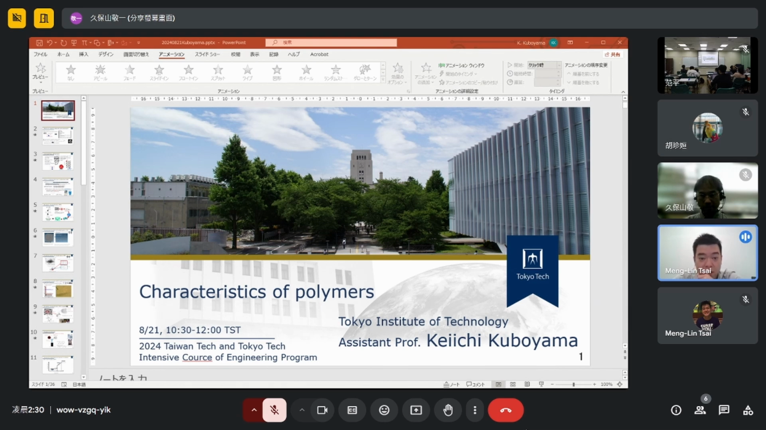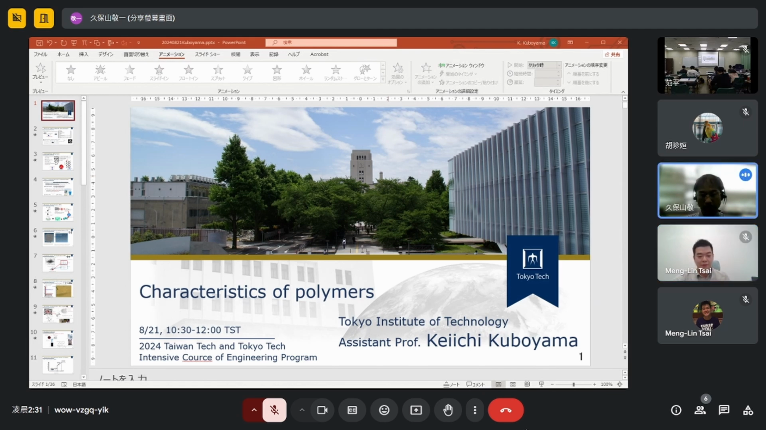Professor Kuboyama is currently an assistant professor in the School of Materials and Chemical Technology, Tokyo Institute of Technology. His research focus is the control and optical properties of polymer blends, and the study of morphology and the birefringence of polymers, ferrite, and the composite of polymer and inorganic nanoparticles. And the topic he would like to offer today is the characteristics of polymers. So please join me to welcome Professor Kuboyama.